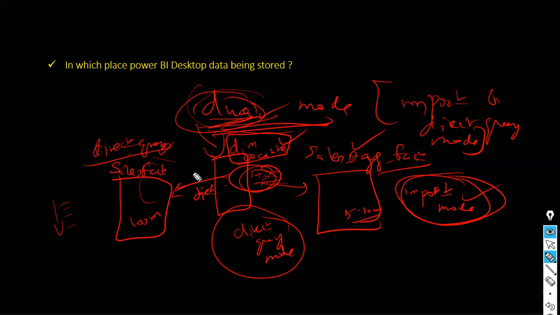Okay, the large data sets, you need to keep in direct mode. Whereas in the case of smaller, frequently used tables, they can be imported to speed up your visual entry. Okay. Any other example? Her question is, any other example?